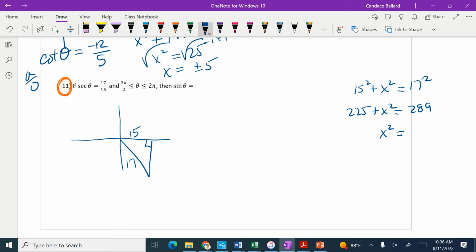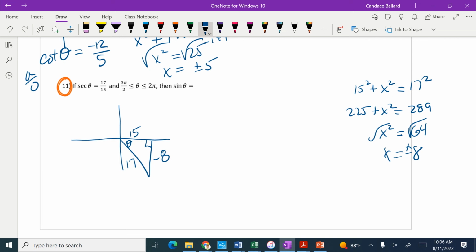Okay. What did we end up getting for our third side? Should have been 8, right? Because when we do the Pythagorean theorem, we subtract, we get 64. So we get x equals 8. Should it be positive 8 or negative 8? Why? Yeah, it's on the down, right? So we want it to be negative.